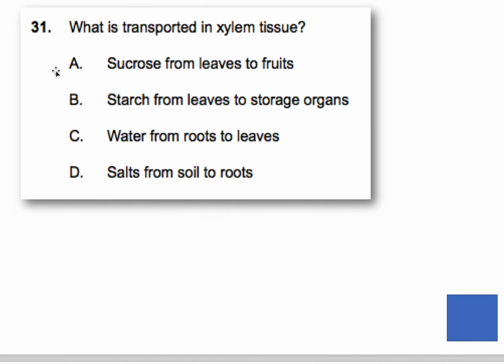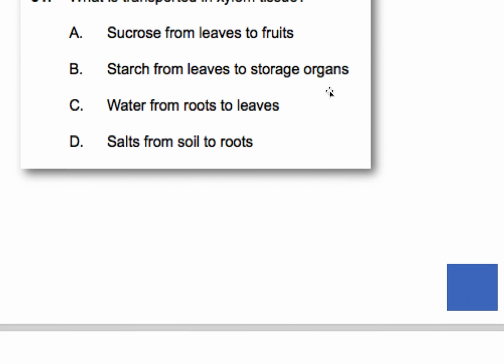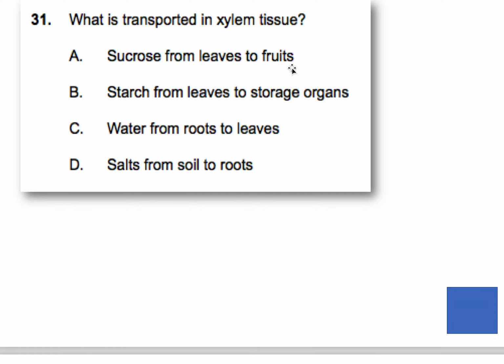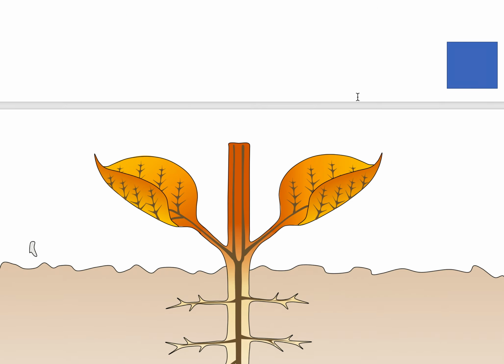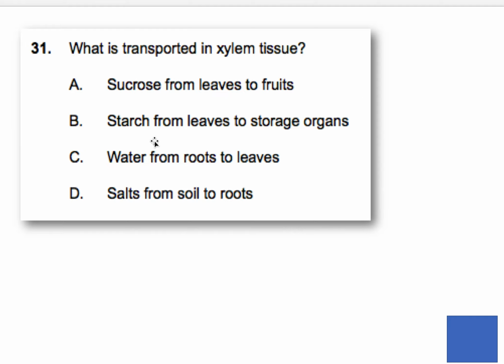Okay, so is it A, sucrose from leaves to fruits? No, they're saying transporting from the leaves downwards to wherever there's a fruit. But we know this is not the job of the xylem. This would rather be the job of the phloem. And you learn about the phloem in 9.2, okay? So maybe you don't know about it yet at this point. Now, B, starch from the leaves to the storage organs. So again, this is what the phloem does, not what the xylem does.